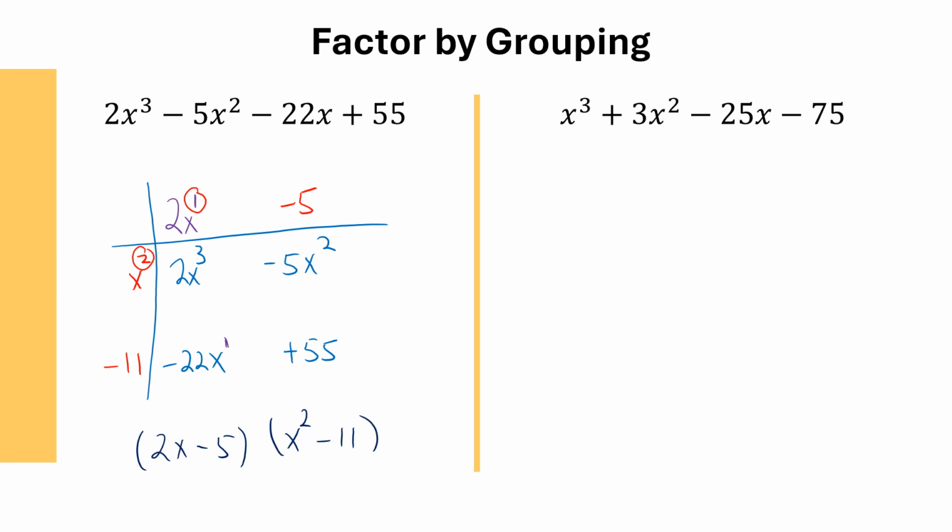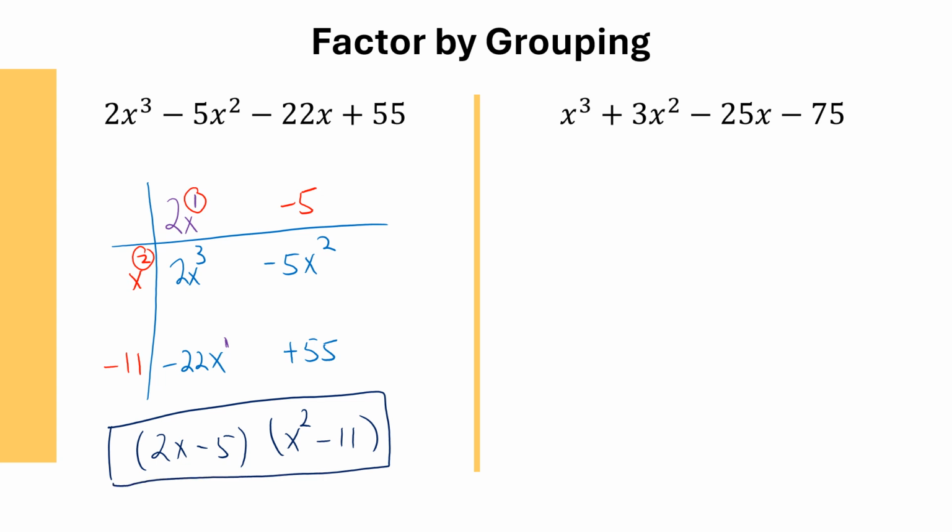You might be tempted to break down x squared minus 11 even more, but there's no number that squared will give you 11, so therefore this is my final answer. And I can do the same thing for the next problem.